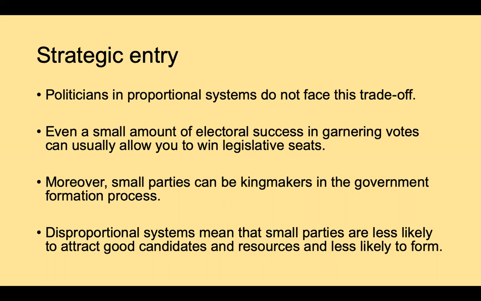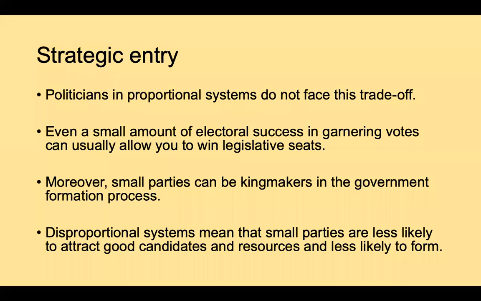Now, disproportional systems, on the other hand, as we saw, mean that small parties are less likely to attract good candidates and resources and less likely to form in the first place. So there's this key difference, right? Proportional systems do a good job supporting smaller parties because small parties can gain seats according to the proportion of the vote that they receive. That means those small parties are more likely to form. That means that those small parties are more likely to get good candidates. That means that those small parties are also likely to get more resources. And in the end, they're more likely to get seats.